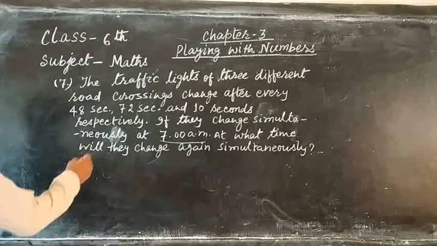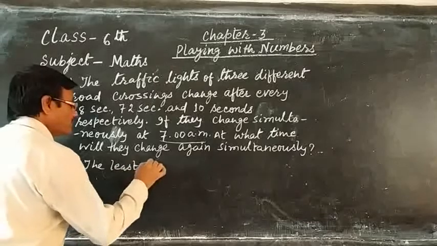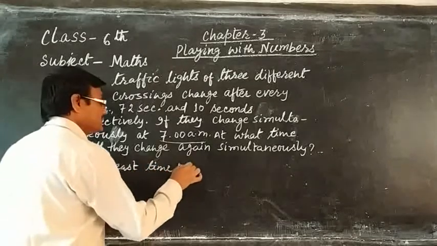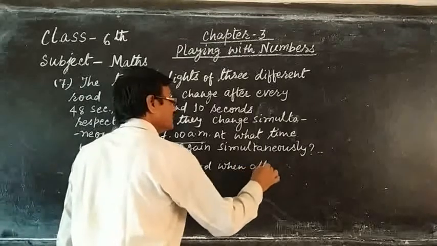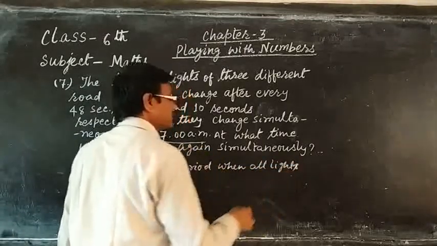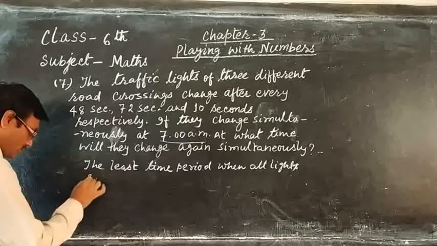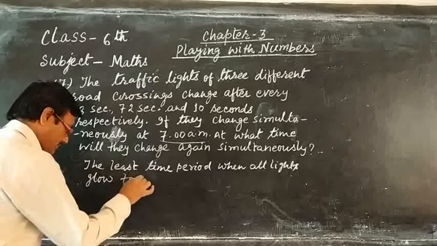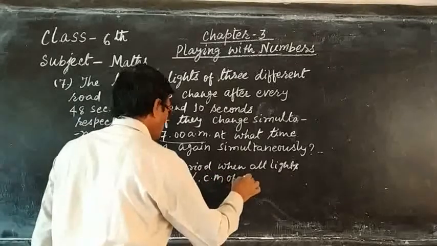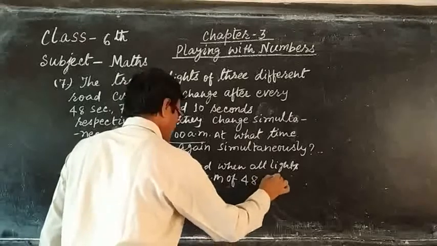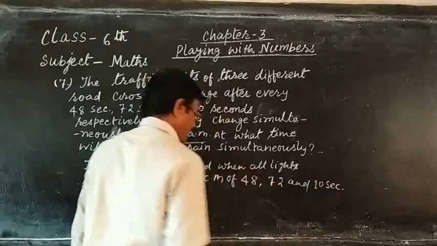So write here: LCM, the least time period when all lights go together, is equal to the LCM of 48, 72 and 108. So you find the LCM.